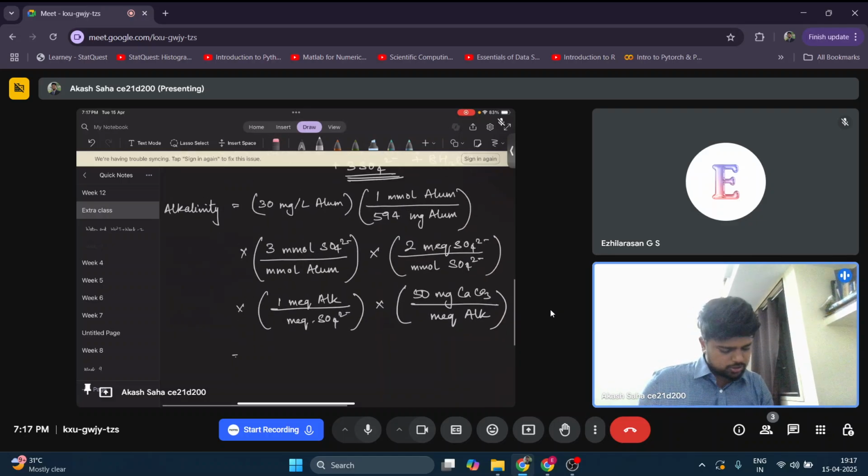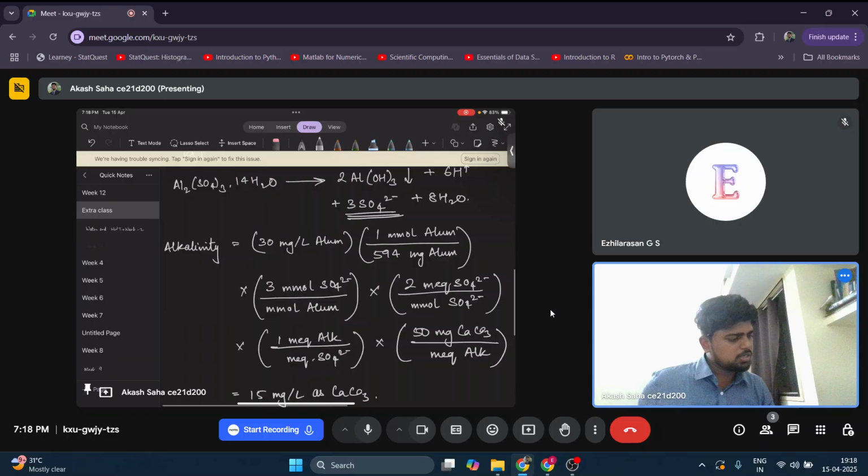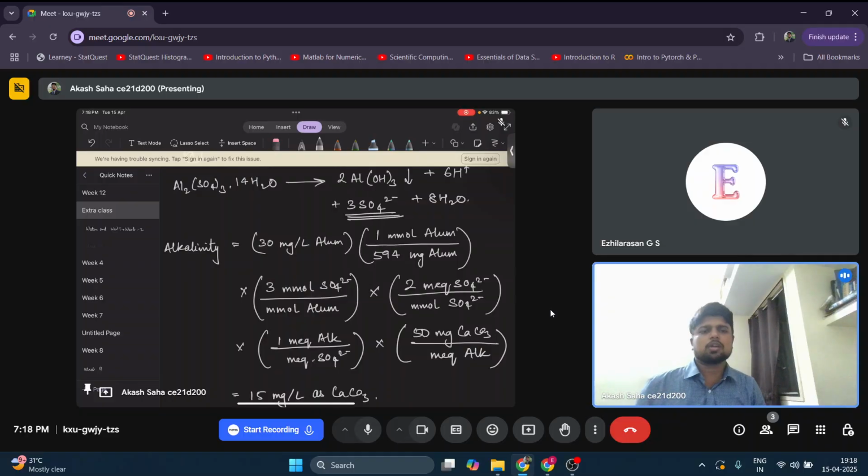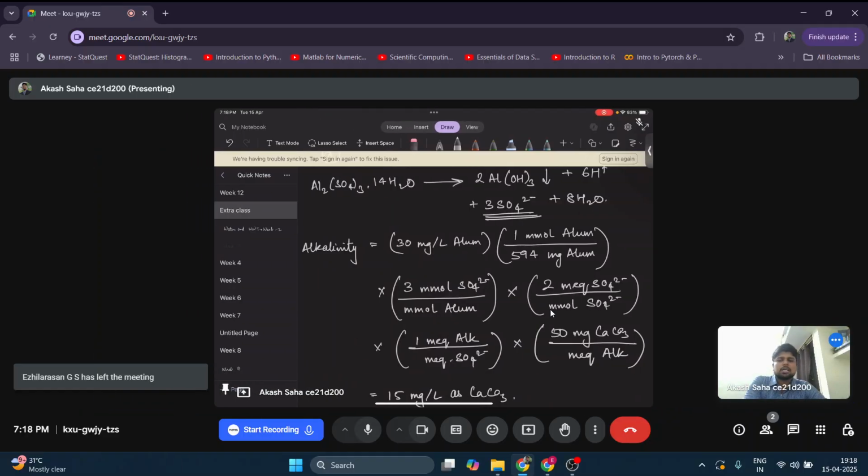Okay, so if you just solve this, you will get it as 15 milligram per liter as CaCO3. Okay, so it all depends on this particular equation. So if you know this equation, the top equation, you can solve whatever is asked. All right. Now let's move forward to the next part.